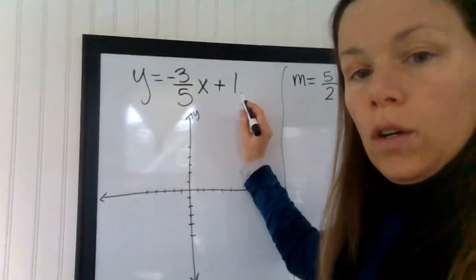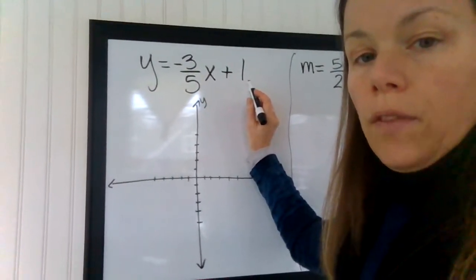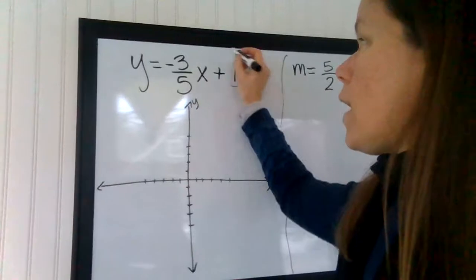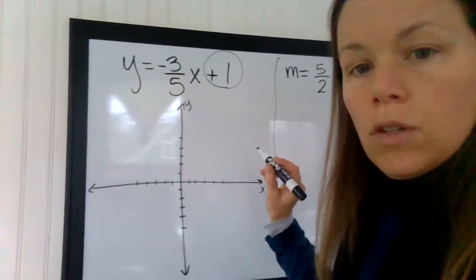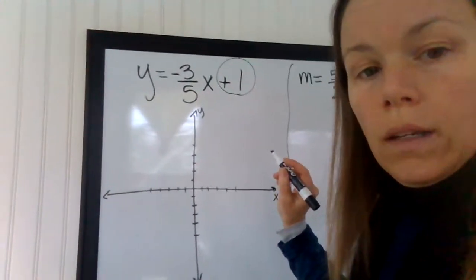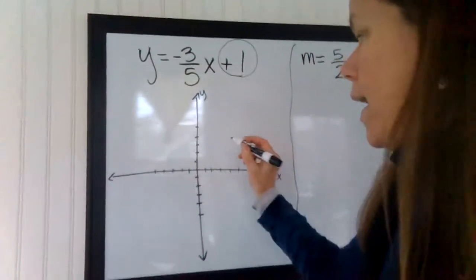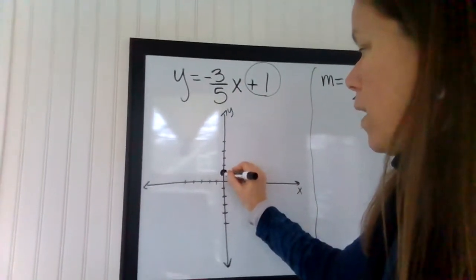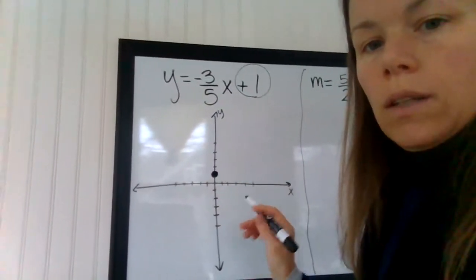So if I start with an equation and I need to graph the line, then I'm always going to start with the y-intercept. Okay, so I'm going to start at positive 1 on the y-axis. So I'm going to go ahead and put positive 1 on my y-axis right there.